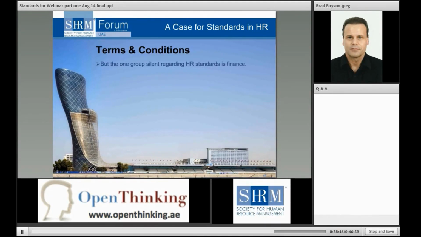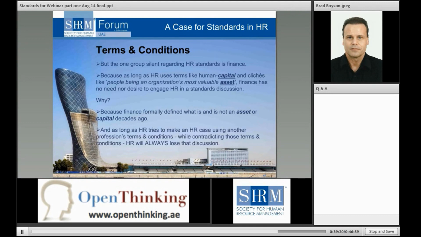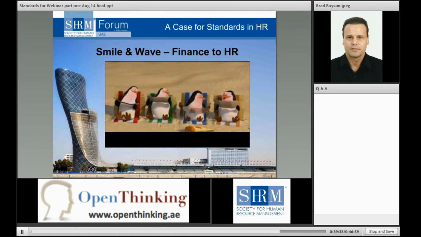Terms and conditions. But you know, the one group that's noticeably silent regarding this HR standards project is finance. One of the reasons why is because as long as HR uses terms like human capital or cliches like people being an organization's most valuable asset, finance has absolutely no need nor desire to engage HR in a standards discussion. Why? Because finance formally defined what is and is not an asset or capital decades ago. As long as HR tries to make an HR case using another profession's terms and conditions, while contradicting those terms and conditions, HR will always lose that discussion. And I would dare say, look a bit foolish in the process.